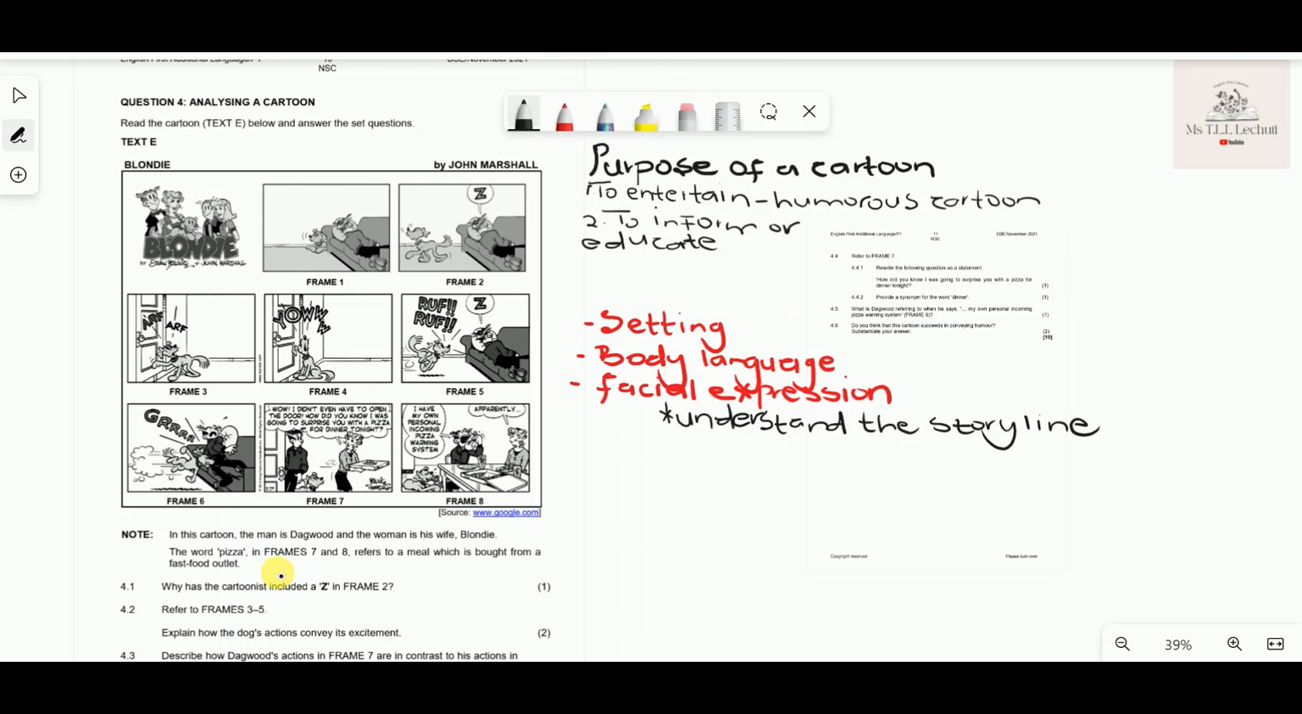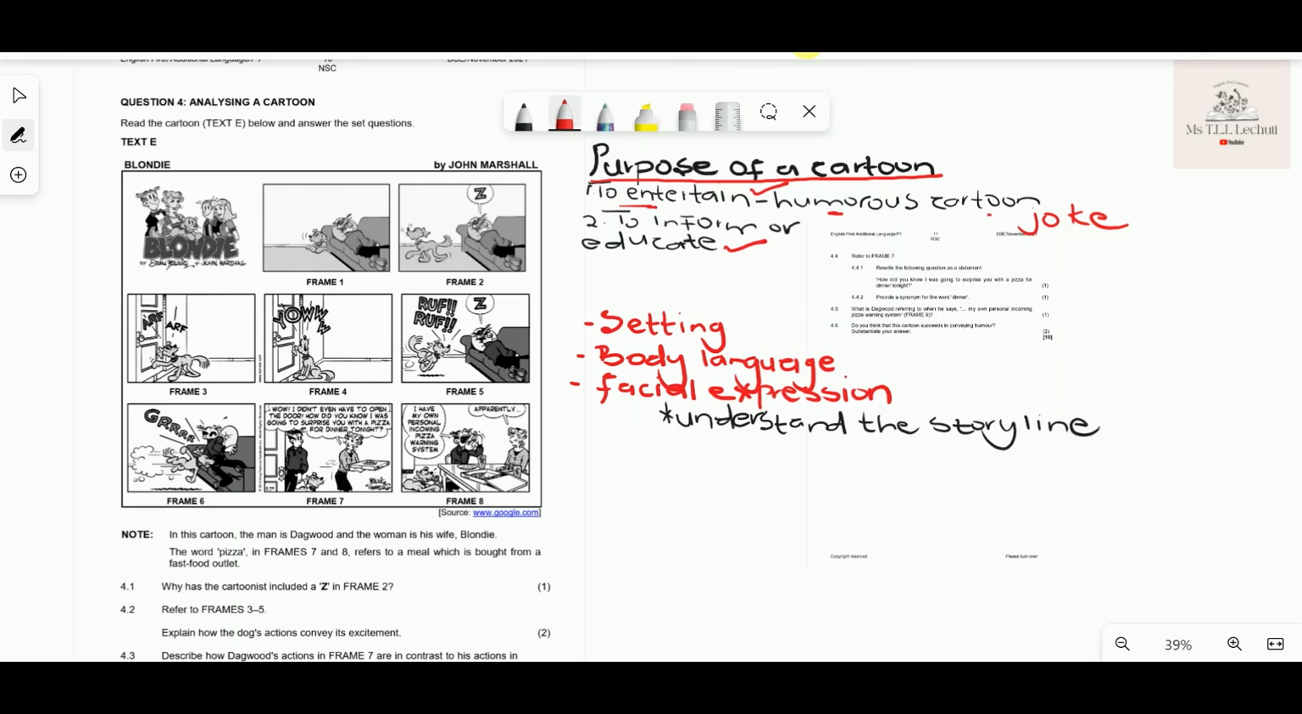Now I want us to start by understanding the purpose of a cartoon. A cartoon can be there just to entertain, and normally we call those humorous cartoons. It means they are just there to pass out a joke, right? Also, a cartoon can be there to inform, or a cartoon can be there to do what? To educate.